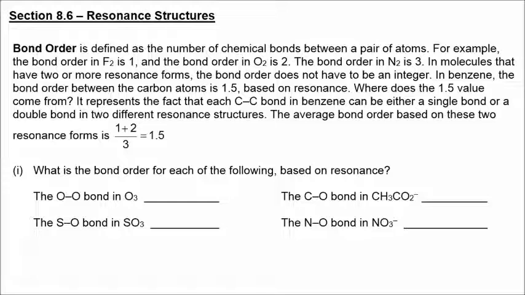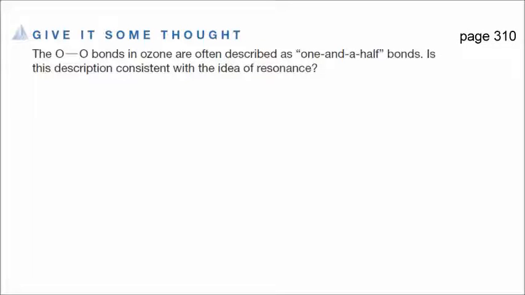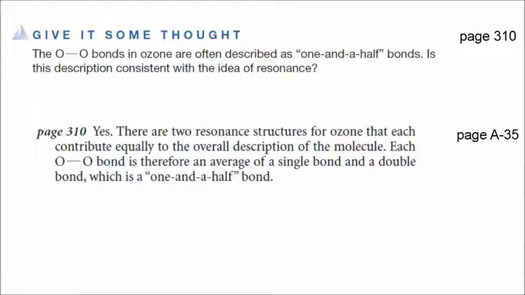We have a bond order of either 1, 2, or 3 for single, double, and triple bonds. But if you have resonance forms, it's going to be an average. The bond order does not have to be an integer. It can be something like 1.5. On page 310, it says that the OO bonds in ozone are often described as 1.5 bonds.